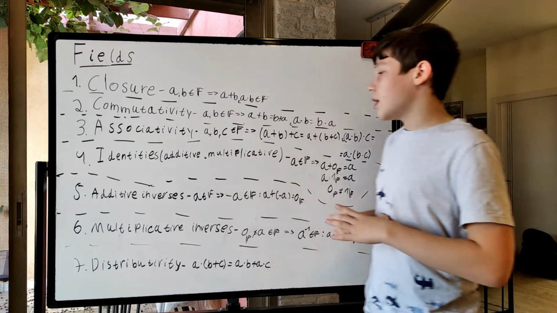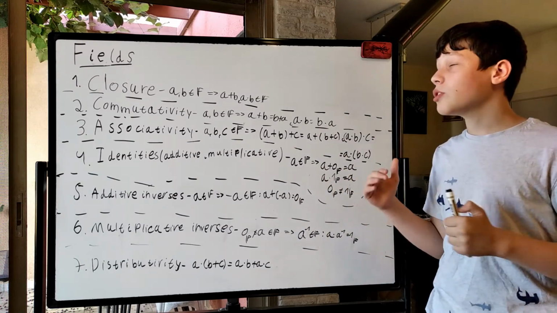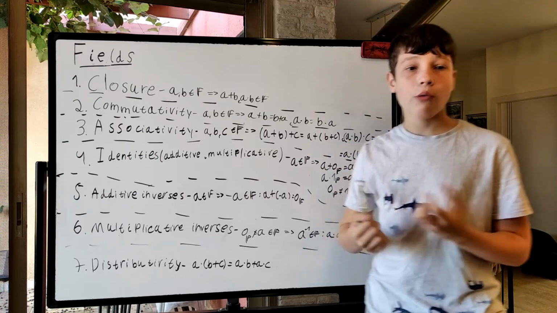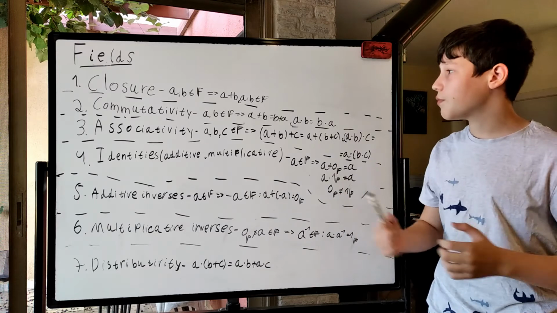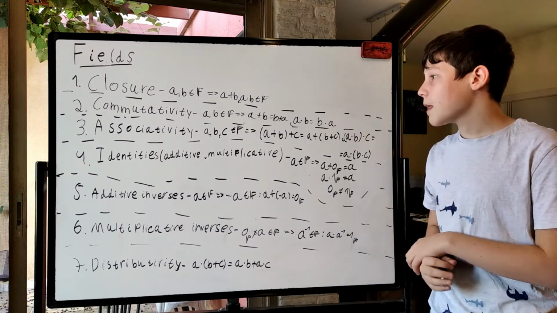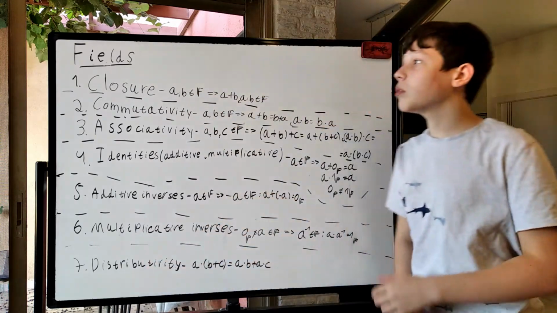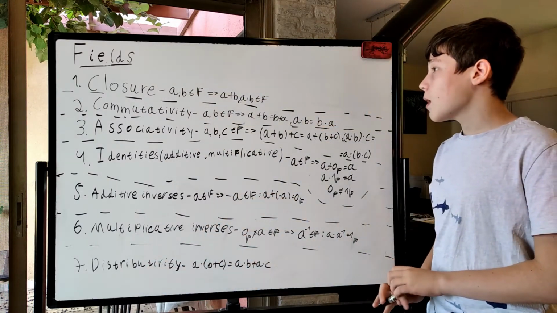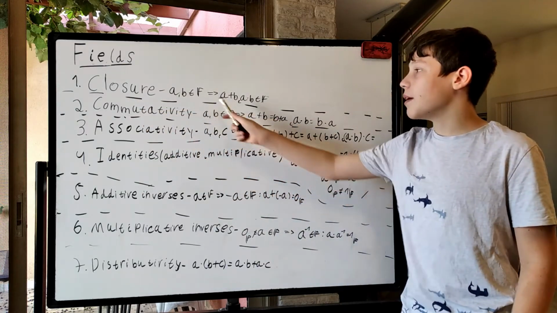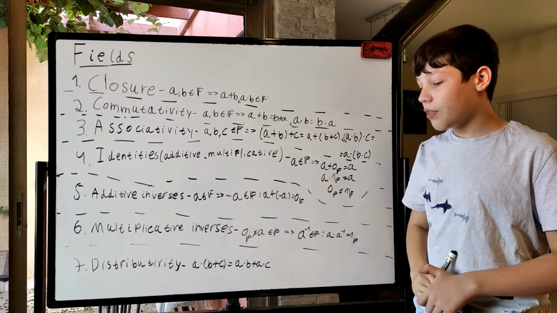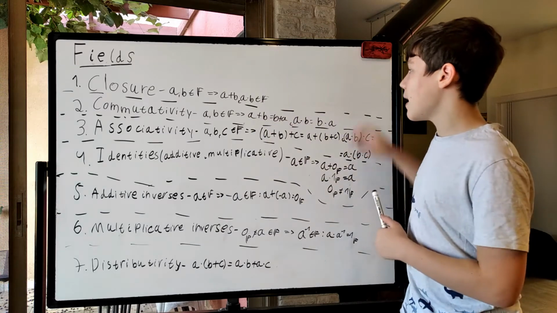So a field, we want it to be as close as we can to our regular numbers that we know, so that we won't get confused with other things. At least the way I learned it, there are 7 rules for fields. Number 1 is closure. If A and B are in our field F, then also A plus B and A times B must be in F.